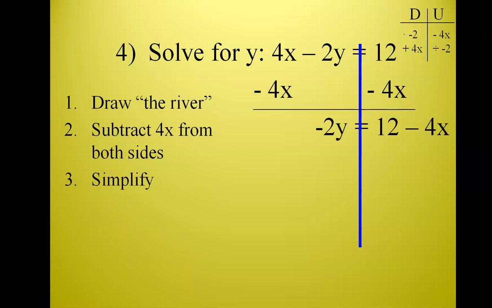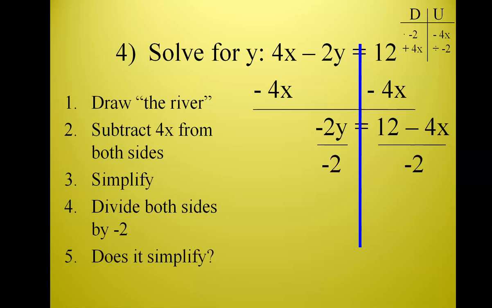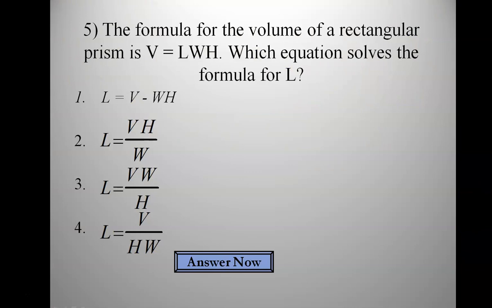And when I simplify, I could get 12 minus 4x. Next step is to divide by -2 on both sides. And guess what happens? I could divide each term by -2. It does simplify. 12 divided by -2 is -6, and -4x divided by -2 is positive 2x. And if I would want to have a positive number starting first, I can just rearrange the terms and get that answer, 2x minus 6.